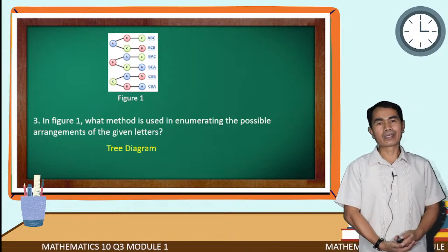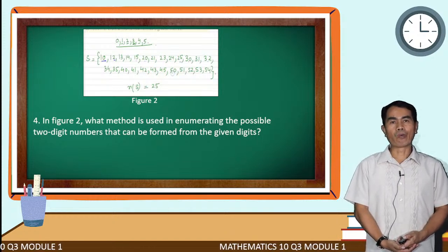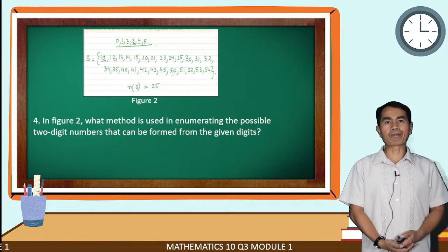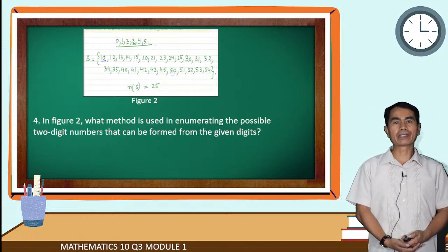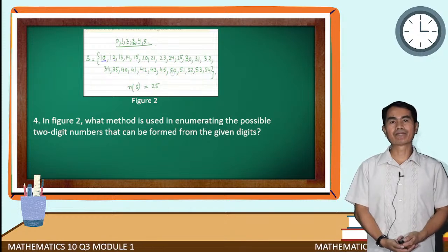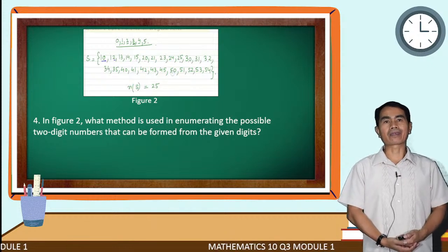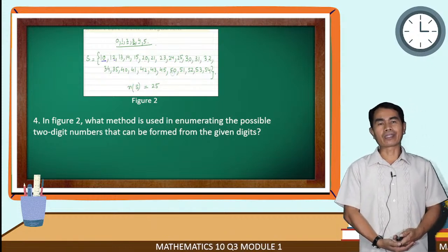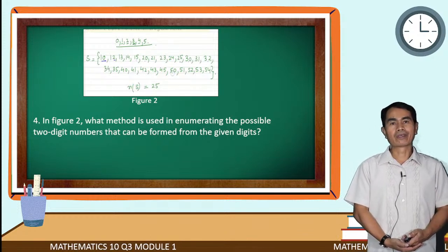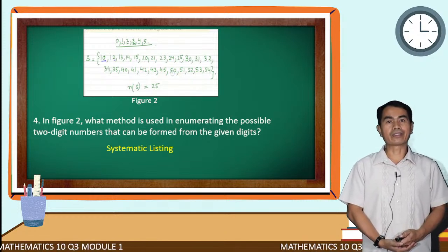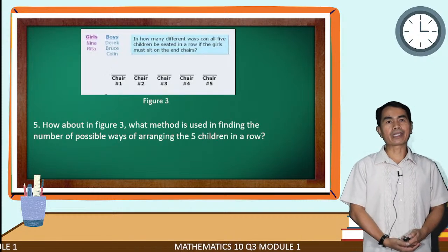Okay, tree diagram. In figure 2, what method is used in enumerating the possible two-digit numbers that can be formed from the given digits? Anyone? Okay, correct. So, the right answer is systematic listing method. Okay, this is illustrated in this figure.